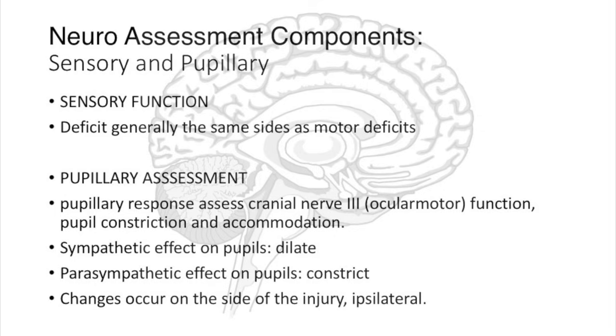Pupillary assessment. This is one of the ones we look at for a good neuro exam. Pupillary response assesses cranial nerve number 3, oculomotor. The sympathetic effect on the pupils is to dilate, and the parasympathetic effect on the pupils is to constrict. So if you have a person with a stroke on the left side of their brain, their left pupil will typically dilate. Changes occur on the side of the injury, which is ipsilateral. Don't forget that you can have injury on both sides at the same time, so that would be bilateral.